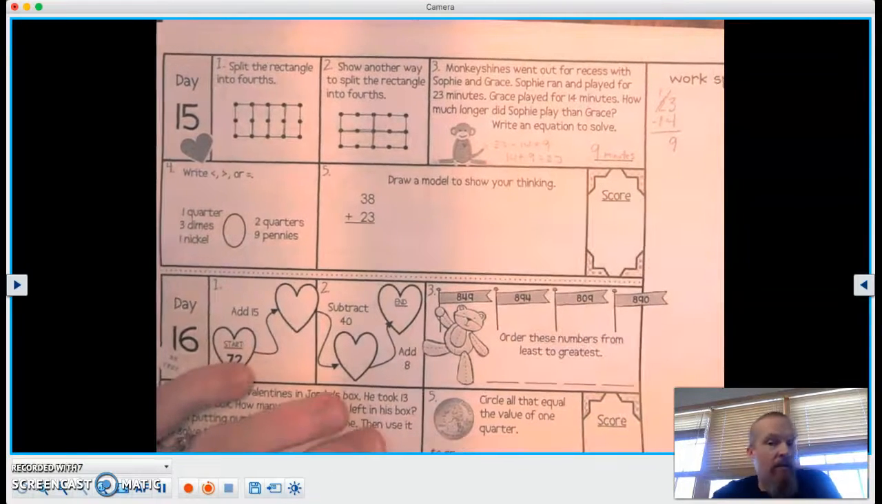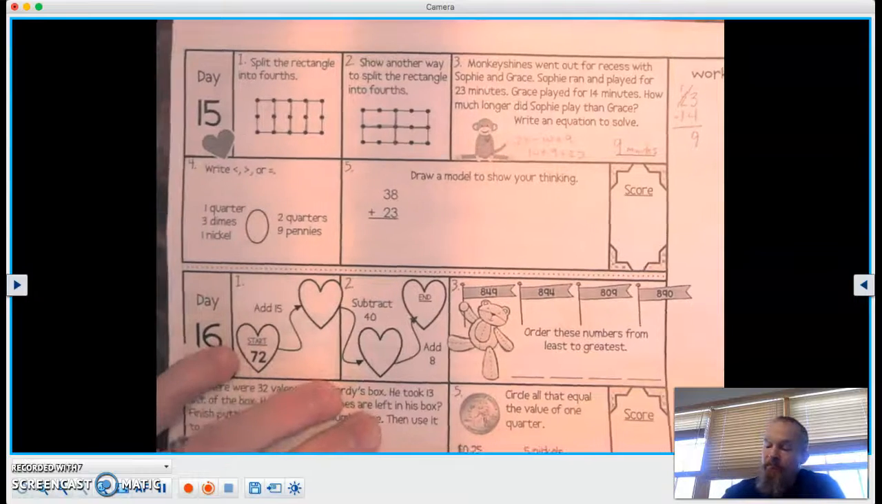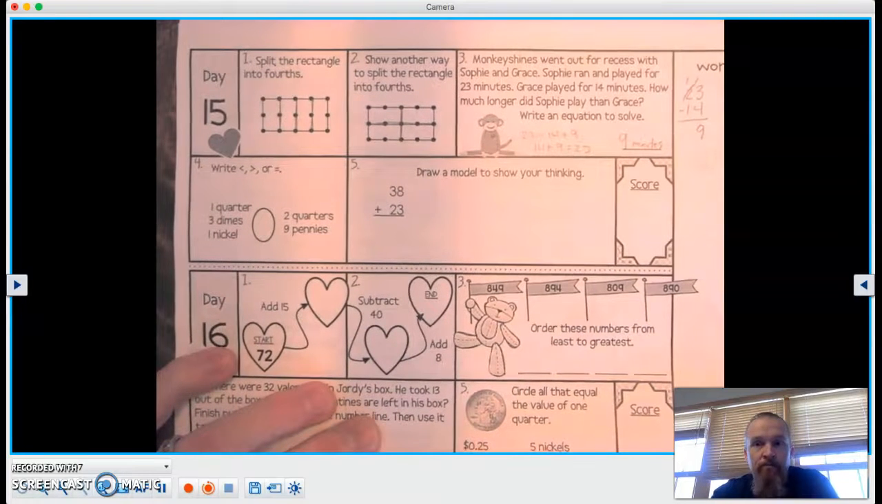You could draw the bar model. Remember doing those? We could do that. It kind of just goes with however you would like to do that.